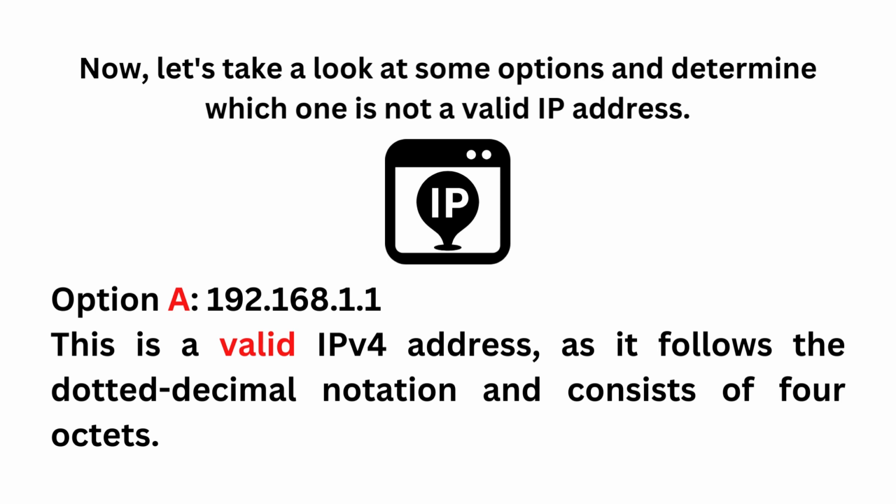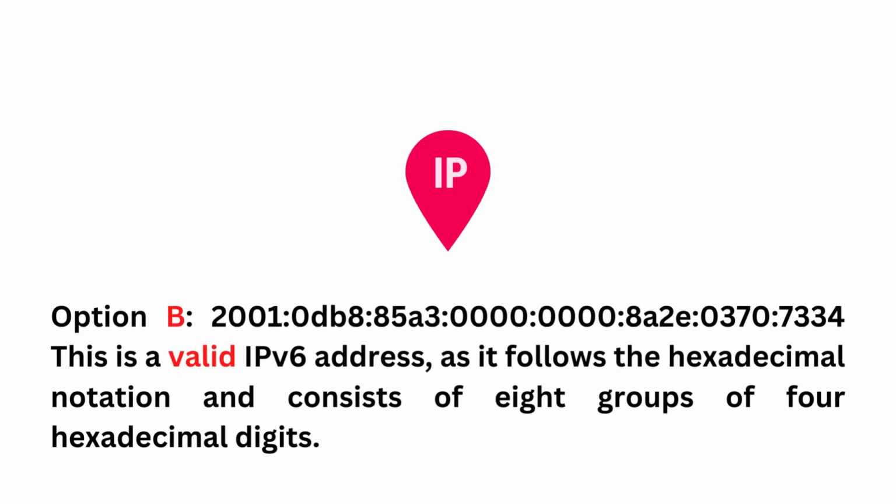Option A, 192.168.1.1. This is a valid IPv4 address, as it follows the dotted decimal notation and consists of 4 octets. Option B, 2001:0db8:85A3:0000:0000:8A2E:0370:7334. This is a valid IPv6 address, as it follows the hexadecimal notation and consists of 8 groups of 4 hexadecimal digits.